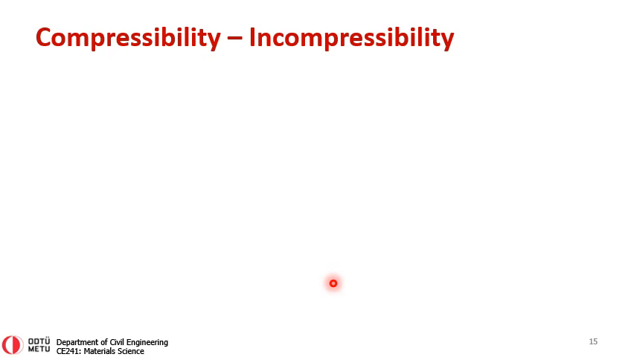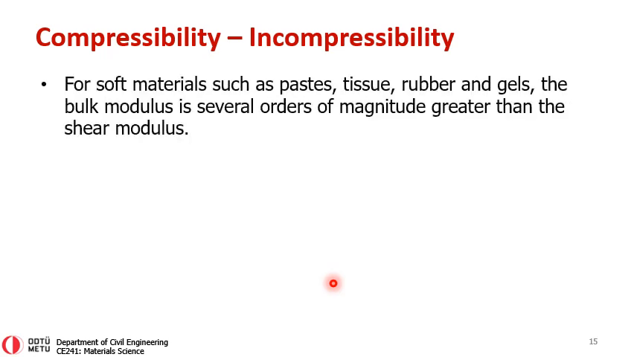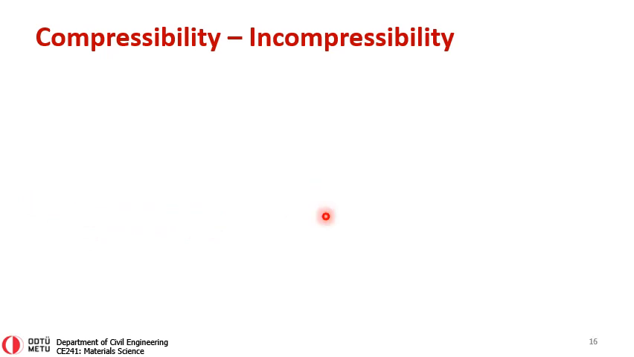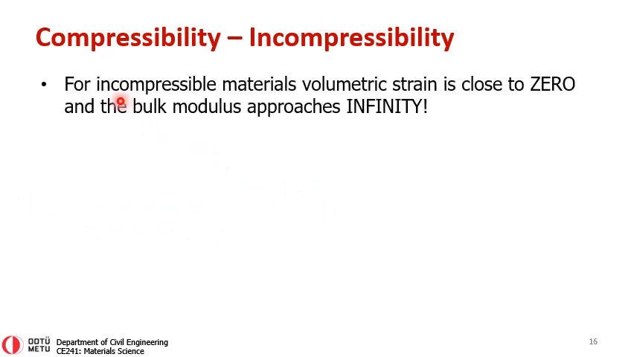So, what about compressibility? For soft materials such as pastes, tissues, rubbers, and gels, the bulk modulus, K, is several orders of magnitude greater than the shear modulus. This indicates that these materials cannot be readily deformed under a triaxial stress state. In other words, they can be considered incompressible. So, what do we mean by incompressible? You cannot compress them. The volumetric strain is close to zero, and the bulk modulus therefore approaches infinity.